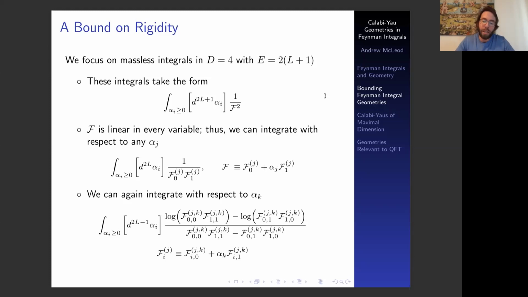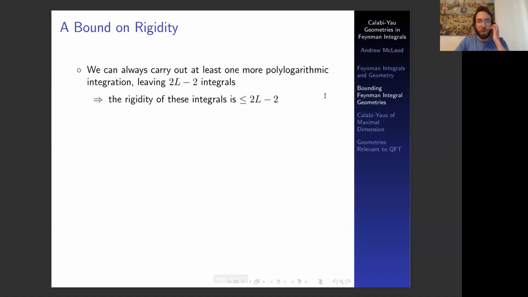parameter. And moreover, if you follow the degree of the polynomial all the way through, you'll see that this denominator has degree 2L. So since all 4 of these factors in the green bubble here are linear in every remaining Feynman parameter, that means the denominator is just a quadratic equation in any given Feynman parameter. And so we can always do at least one more logarithmic integration like the example I showed a few slides ago. So doing that will give rise to an integral that just depends on 2L minus 2 more integrals. And that automatically bounds the rigidity or dimension of the manifold that can appear in these Feynman integrals to be less than or equal to 2L minus 2.